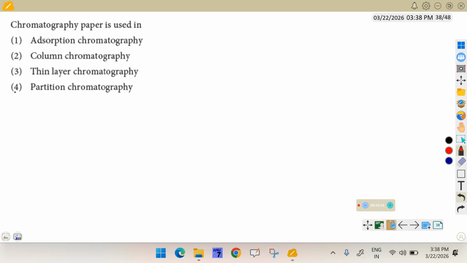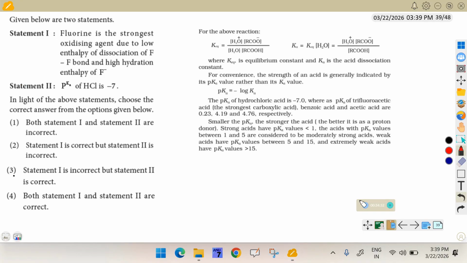Chromatography paper is used in partition chromatography.